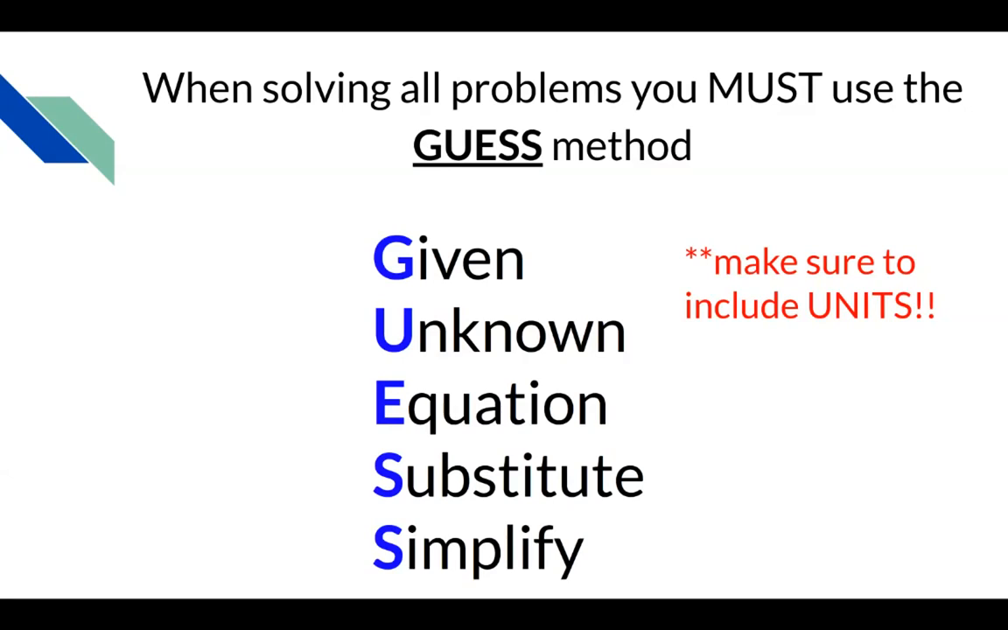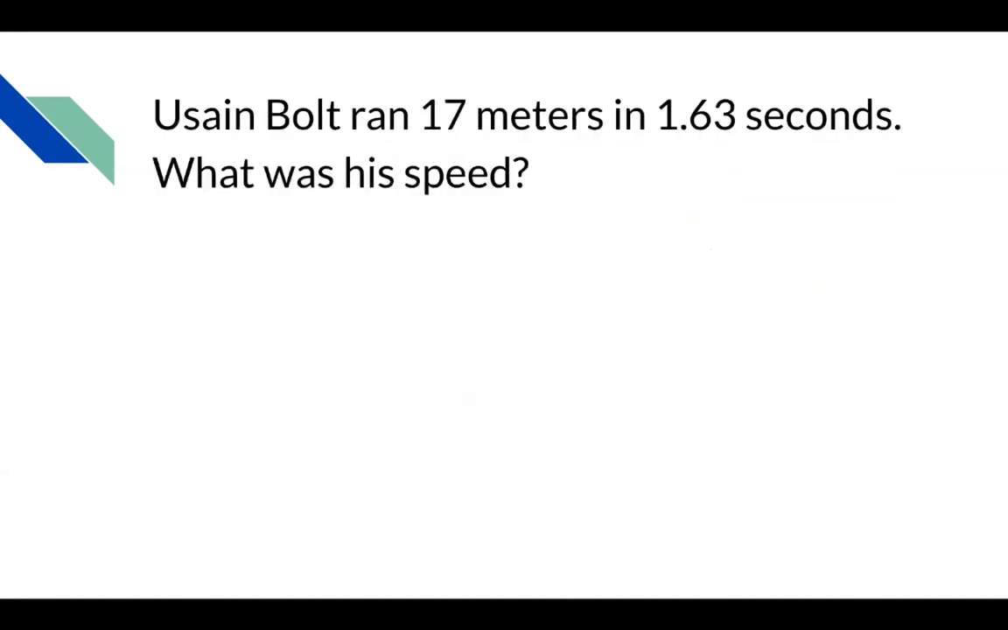So now, this very first problem, I want you to write this in your notes. This will be the only problem you write today, because then we're going to use Go Formative to practice. Okay, so Usain Bolt ran 17 meters in 1.63 seconds. What was his speed?